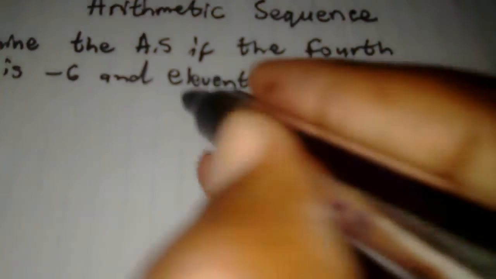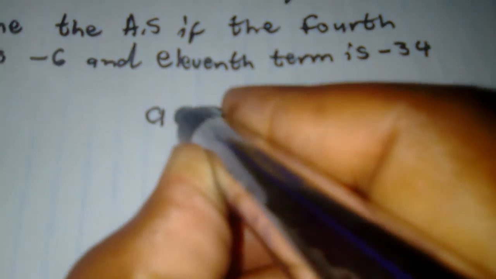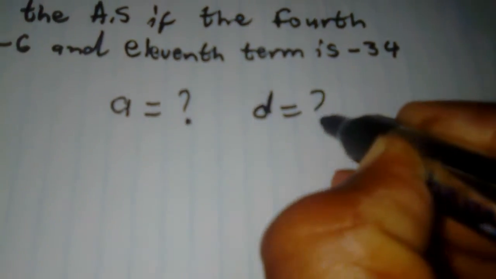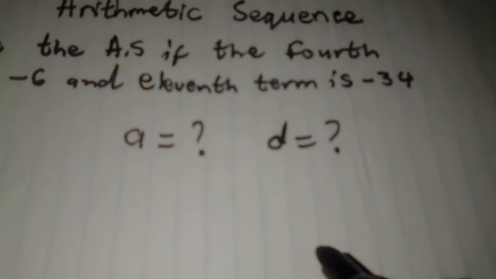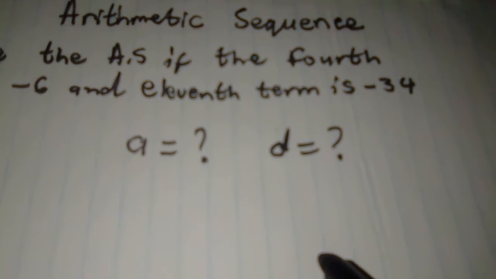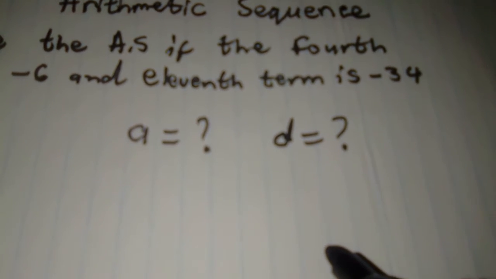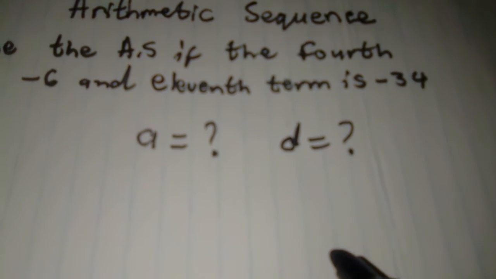First things first, is to collect the data. Do we have a first term? No. Do we have a common difference? No. So what do we do? If there are two missing variables, obviously the method that is applicable is the simultaneous method. So how can we do that?